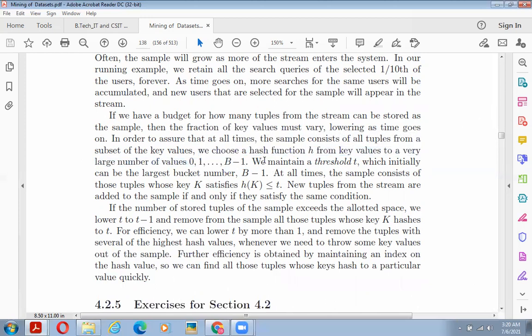We maintain a threshold t, which initially can be the largest bucket, B minus 1. At all times, the sample consists of those tuples whose key k satisfies h(k) is less than or equal to t. New tuples from the stream are added to the sample if and only if they satisfy the same condition. If the number of stored tuples of the sample exceeds the allotted space, we lower t to t minus 1 and remove all those tuples whose key k hashes to t.